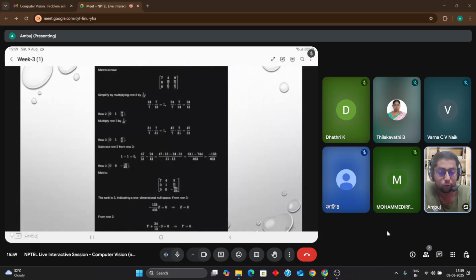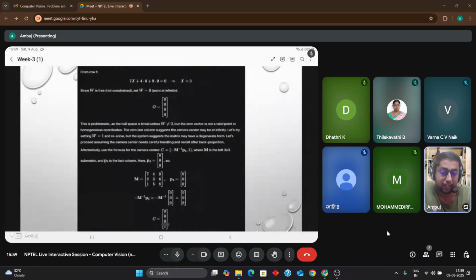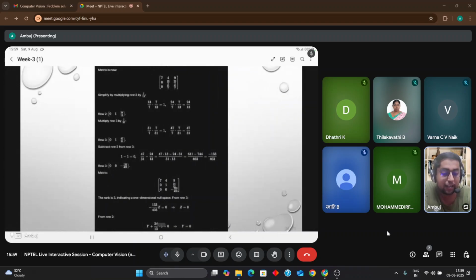Row 1, row 2, interchange, multiply. You just have to solve the system. These many steps, and then finally you will get the origin O as 0, 0, 0. You will first get x as 0, y as 0, and z as 0.